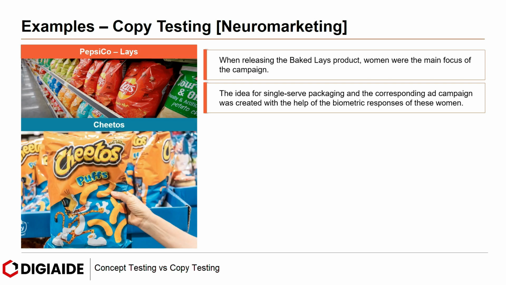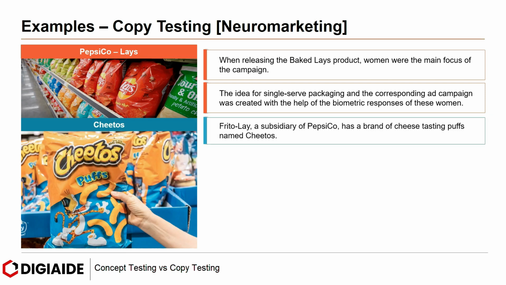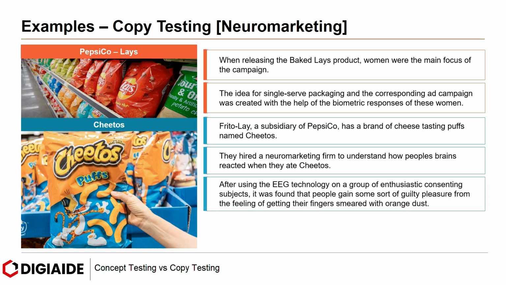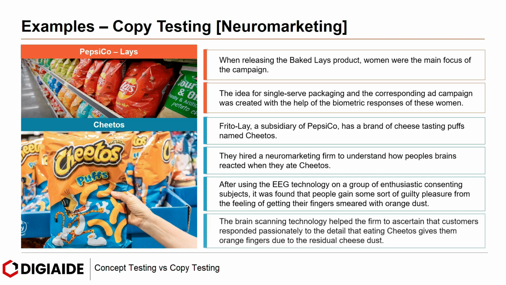Next, Cheetos. Frito-Lay, a subsidiary of PepsiCo, has a brand of cheese-tasting puffs named Cheetos. They hired a neuromarketing firm to understand how people's brains reacted when they ate Cheetos. After using EEG technology on a group of enthusiastic consenting subjects, it was found that people gained some sort of guilty pleasure from the feeling of getting their fingers smeared with orange dust. The brain scanning technology helped the firm to ascertain that customers responded passionately to the detail that eating Cheetos gives them orange fingers due to the residual cheese dust. And that's how PepsiCo was confirmed that the ad from Cheetos was a big hit.